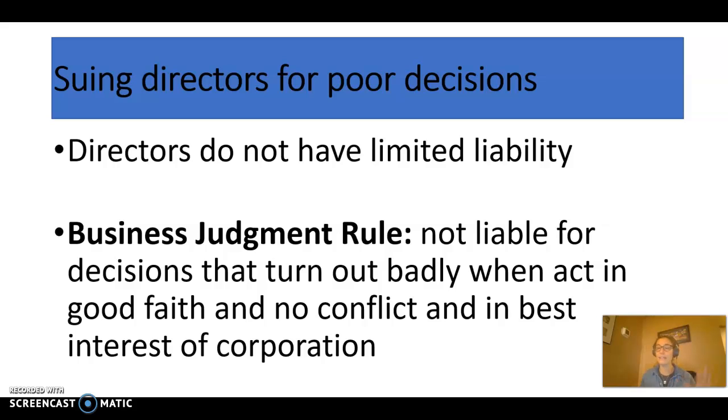Directors don't have that concept of limited liability that we've talked about. Who has the limited liability? It's the shareholders that have limited liability when the company, the corporation, is sued. The shareholders are protected. But directors don't have limited liability. That's something different. But directors are protected by something called the business judgment rule.